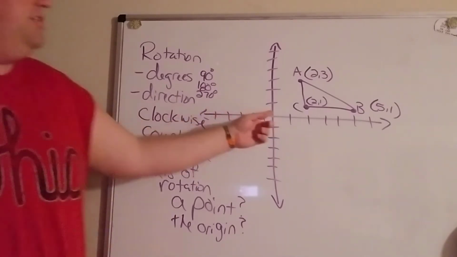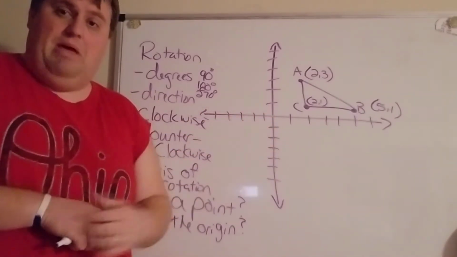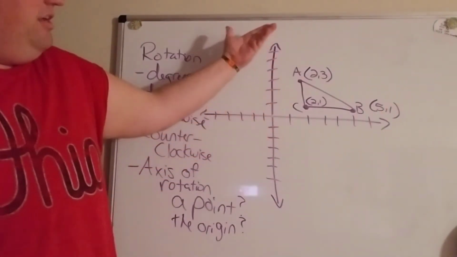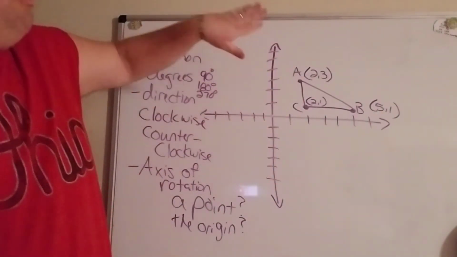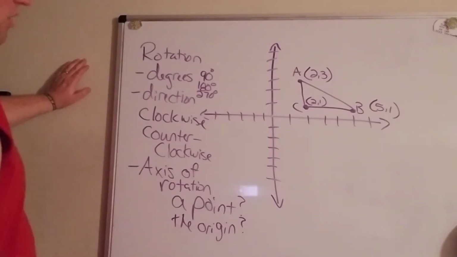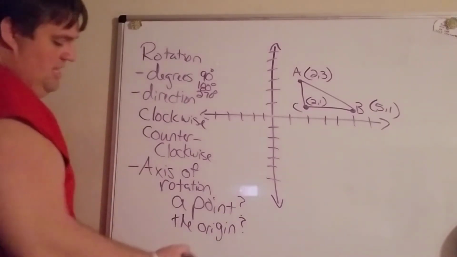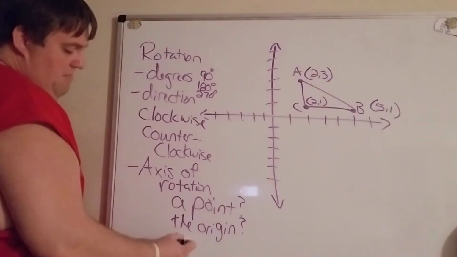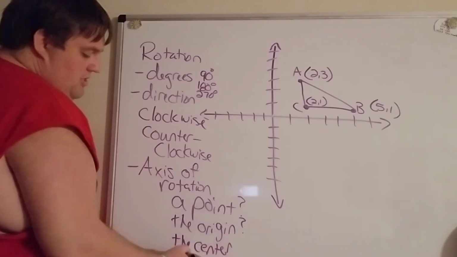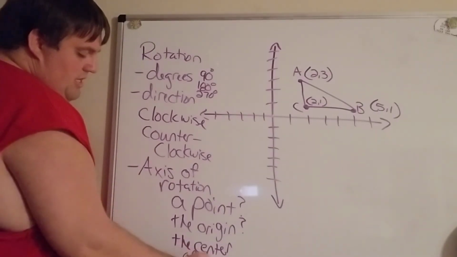Which would be 0, 0, right? That's like if we make this thing a pinwheel and we stick the brad right in the middle here, the whole section is going to move. That would be the axis of rotation if it was the origin there. Or the third option is the center of the shape.